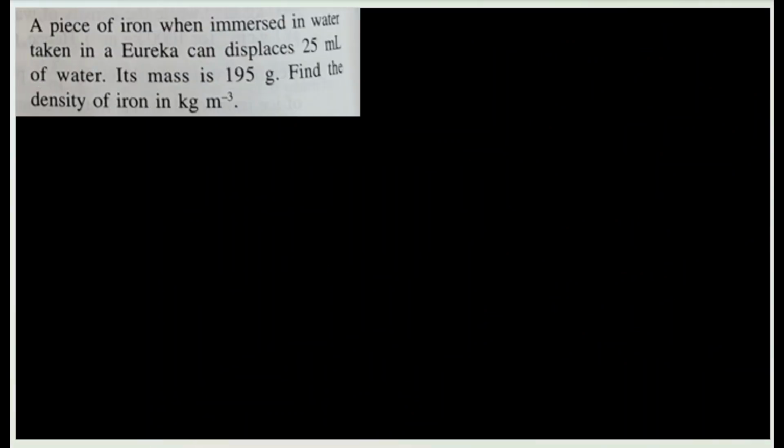Now the next question, hopefully the fourth one. A piece of iron when immersed in water, taken in a Eureka can. Eureka can you have used already, because in tutorial 2 we discussed the density determination of regular or irregular solids in different ways. In the case of an irregular solid, how will you find its density? We discussed the Eureka can there. Its mass is 195 gram. Find the density of iron in kg per meter cube.